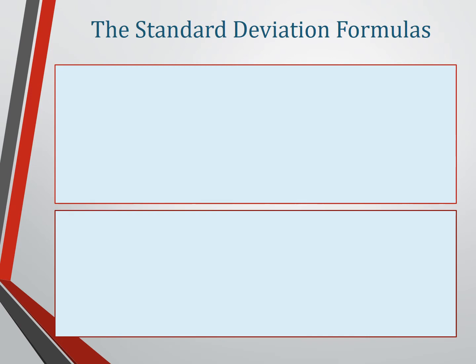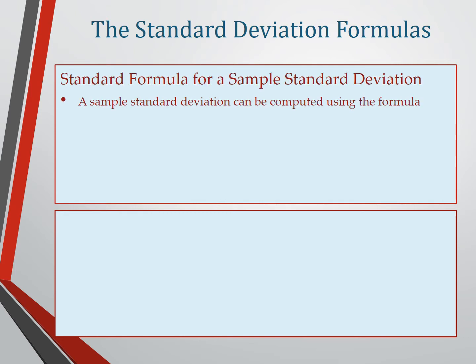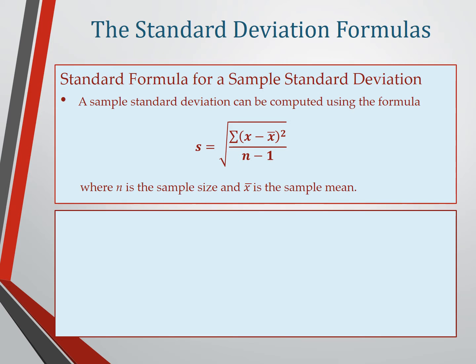Okay, so there are two different formulas to calculate the standard deviation. We're going to start with the standard formula. A sample standard deviation can be computed using the formula little s, which simply means that it's the sample standard deviation, equals the square root of the sum of the quantity x minus x bar squared, that result divided by n minus 1. In this formula, n represents the sample size and x bar represents the sample mean. Once again, this is the standard formula.